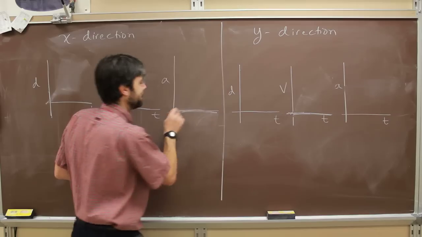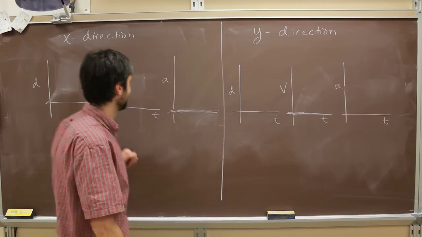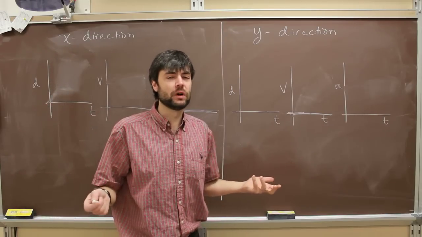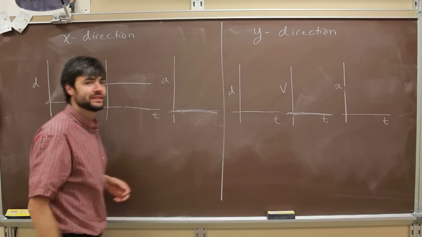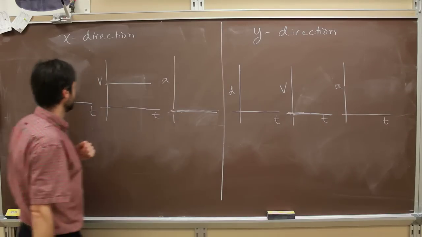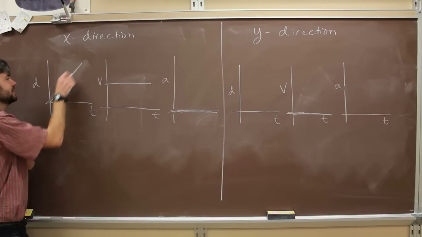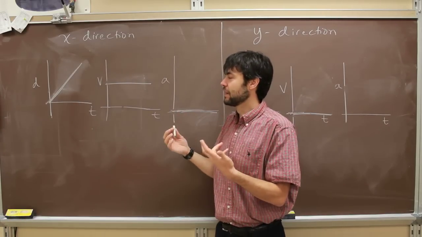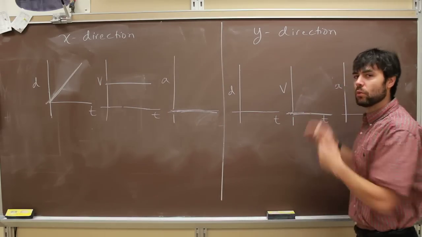So acceleration for the skydiver horizontally is 0. The velocity is going to be whatever it was when he left the plane. It's going to stay the same because there's no acceleration. So how will distance change? The distance will increase at a constant rate. But what about in the y direction?